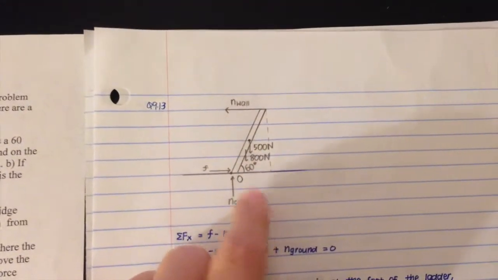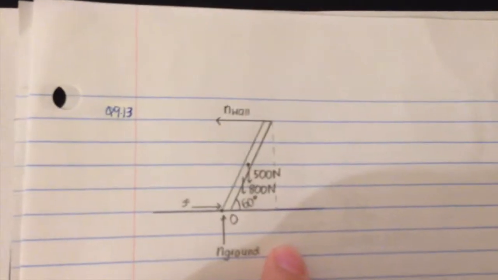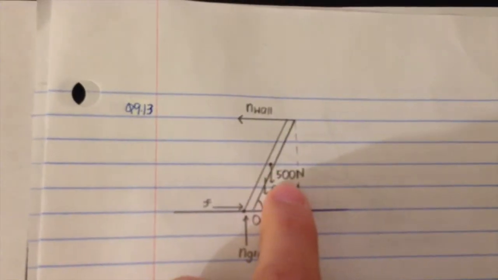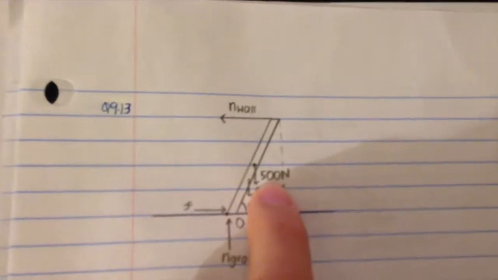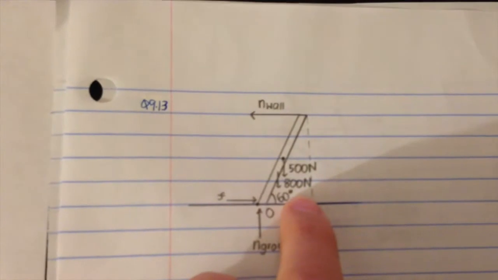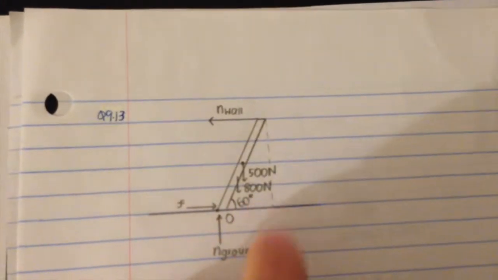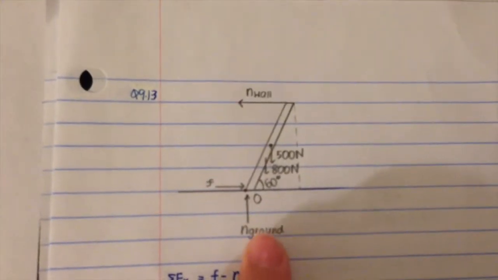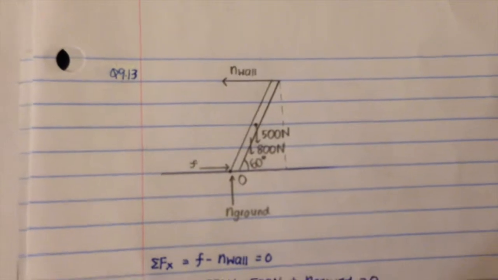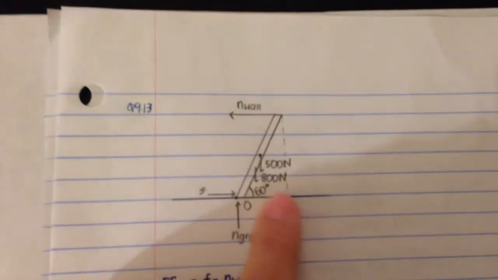This is the ladder, which is resting on the ground. The vertical forces that are present: the first force is the 500 newtons, which is the weight of the ladder. The second force is the weight of the firefighter, who is standing 4 meters along the ladder from the bottom. The last vertical force is the force exerted from the ground. The horizontal forces that are present are the normal force exerted from the wall and the static friction on the ground.